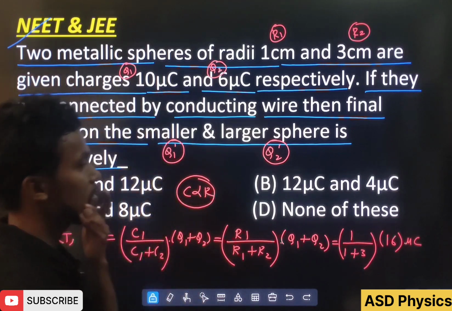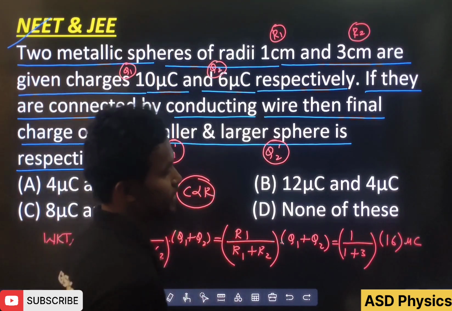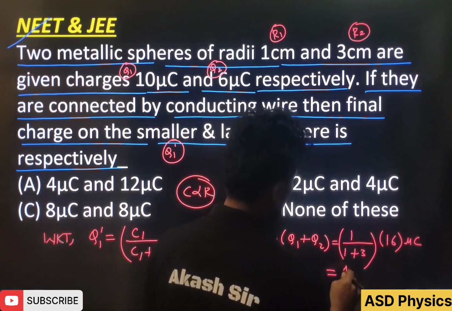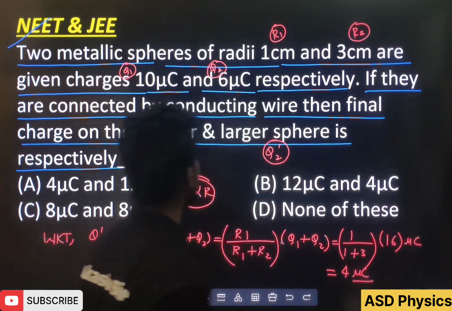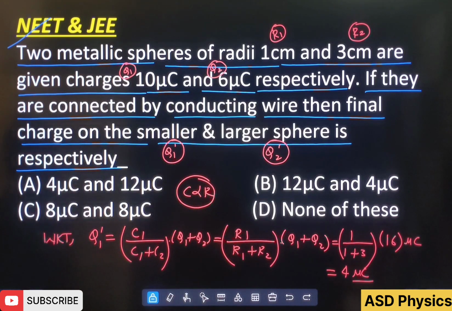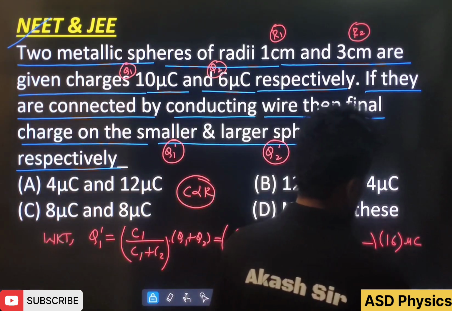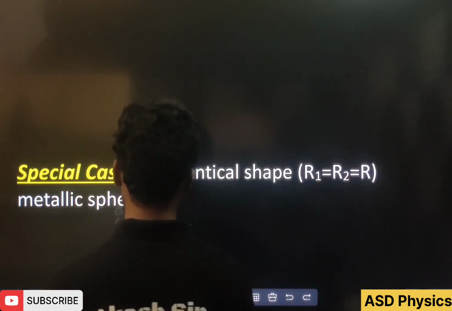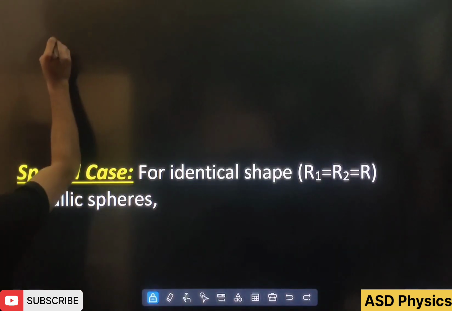Okay. So what will come here? 1 by 4 into 16. So what will come here? It will come here, students, 4 microcoulomb. Now the charge on the smaller one, how much is coming here? 4 microcoulomb.